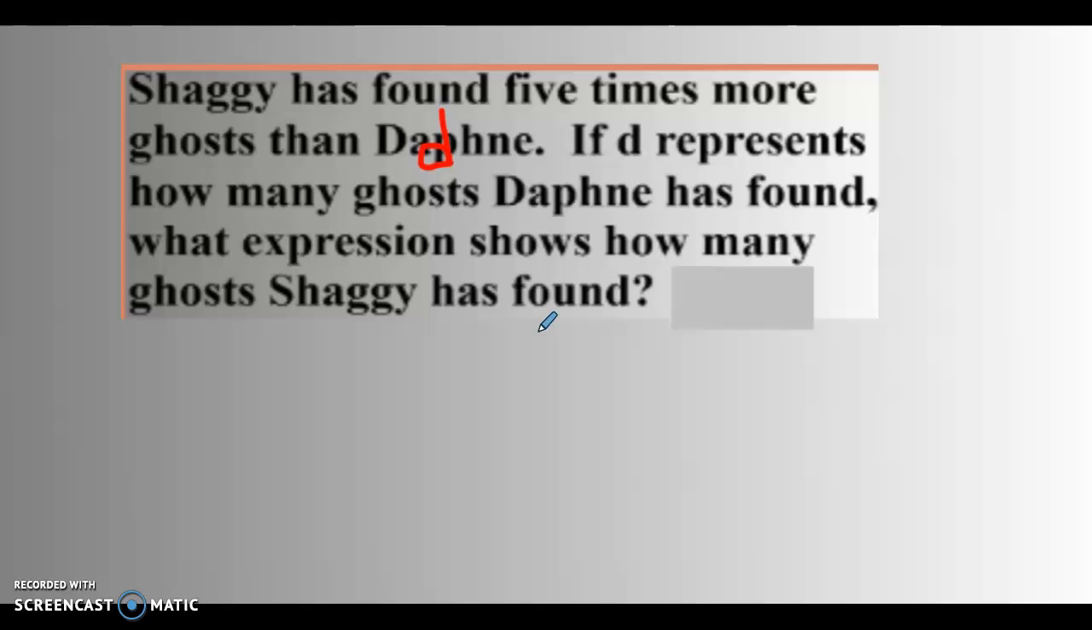Now we have to show the amount that Shaggy has found. Shaggy has found 5 times more ghosts than D. So we're doing 5 times D. Or you can do it without the dot, 5D. So for example, if Daphne has found 2 ghosts, this represents how many Shaggy found because 5 times 2, he would have found 10 ghosts, 5 times as many. If Daphne has found 100 ghosts, then 5D represents how many Shaggy has found, 5 times as many. 5 times 100, Shaggy would have found 500 ghosts.